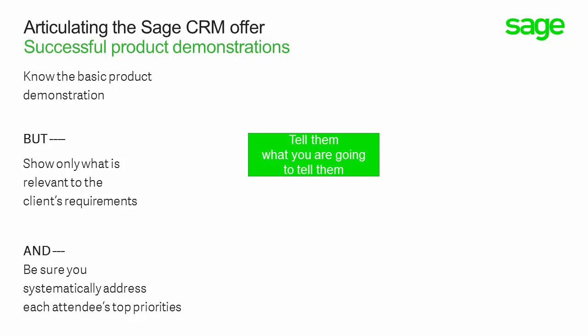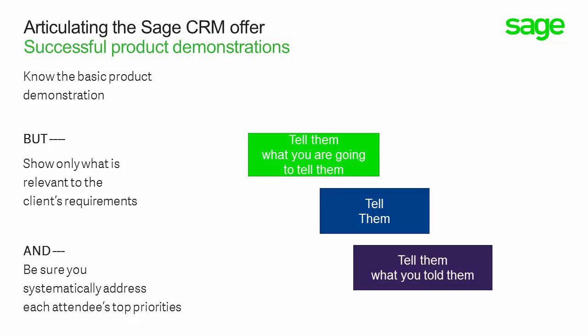And the old demonstration mantra is just as true for Sage CRM as it is for many. Tell them what you're going to tell them at the beginning, tell them as part of the demonstration, and then tell them again at the end of the demonstration what you showed them, to reinforce the message, to reinforce both the functional activity you've shown them and the business benefit it is going to bring to their company.